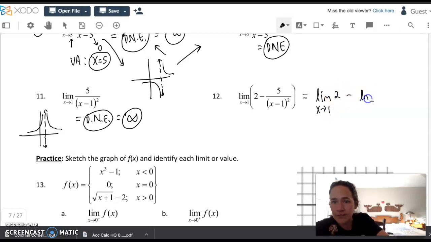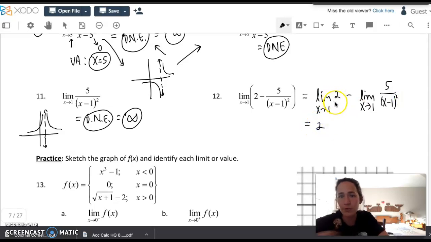And there's a property that says we can write this as a separate limit as x approaches 1 of the fraction, 5 over (x minus 1) squared. Well, 2 is always a 2. That's a really boring horizontal line. Sorry that I'm being so mean about it. It's not mean to call a graph boring, but it stays at 2. This part is always going to be positive because of what we got in the last question.